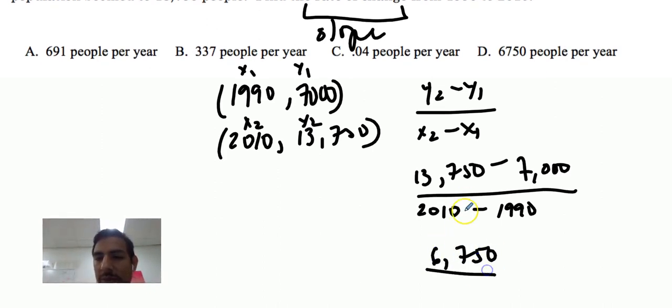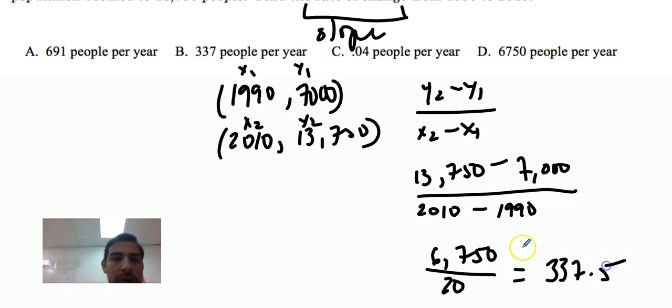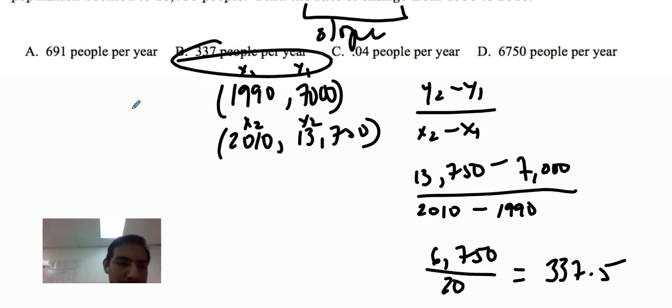6,750. And I'm going to type 2010 minus 1990 in the calculator, and I believe it's going to be 20. And our answer is going to be, I believe, 337.5. Oh no, I punched the wrong number in my calculator. It's 337.5. Or, since you can't have half a person, 337 people per year. Answer is choice B.